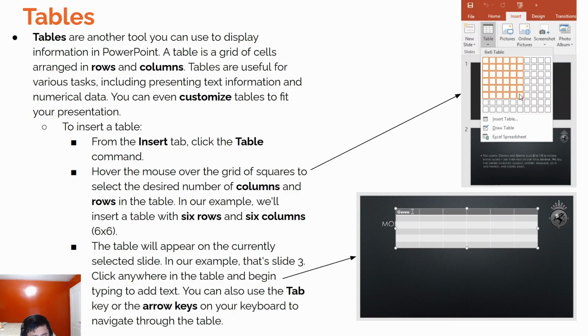To insert a table, from the Insert tab, we click the Table command. Hover the mouse over the grid of squares to select the desired amount of rows and columns in the table. In our example, we're inserting a table with 6 rows and 6 columns. Then the table will appear on the currently selected slide. In this case, it's slide 3. Then we can click anywhere in the table and begin typing to add text. We can also use the Tab key or the arrow keys on your keyboard to navigate through the table.